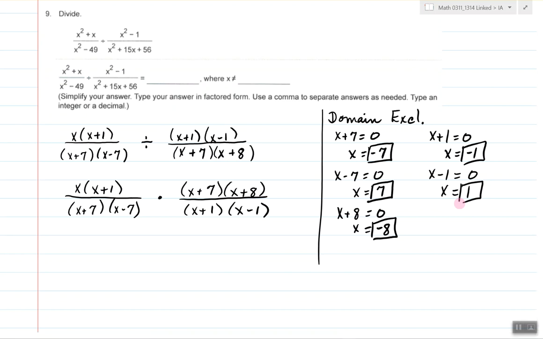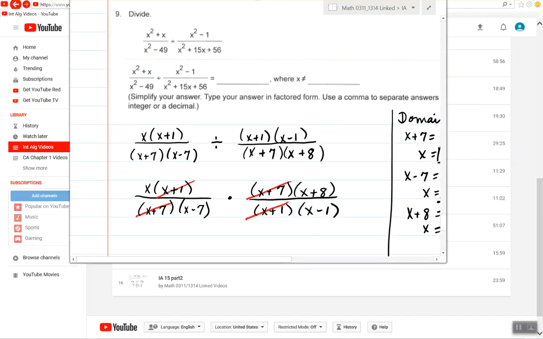All right, so enough of that. I will now see about simplifying. I have an x plus 7 and an x plus 7, an x plus 1 and an x plus 1, and I think that's probably all.